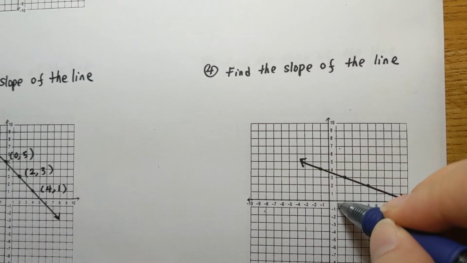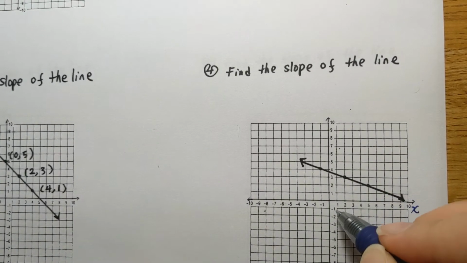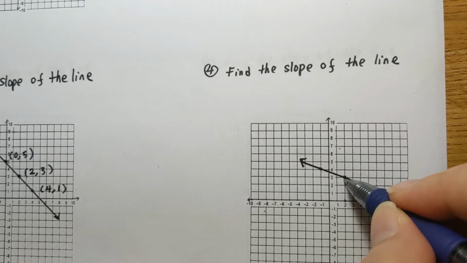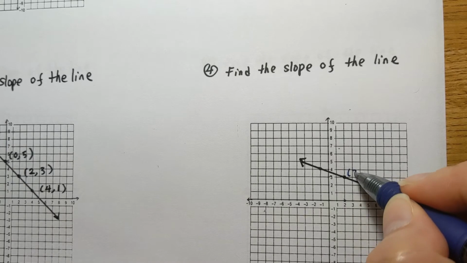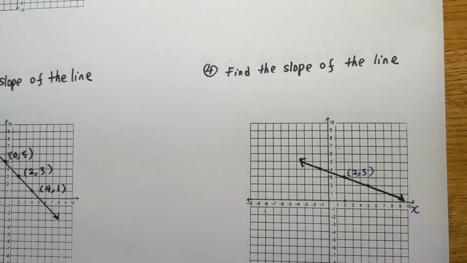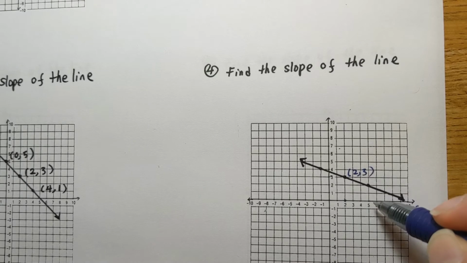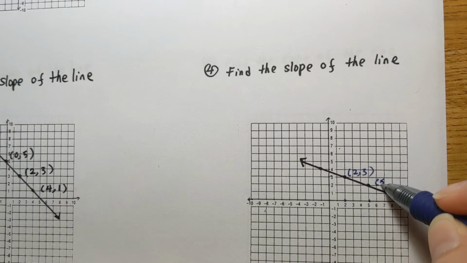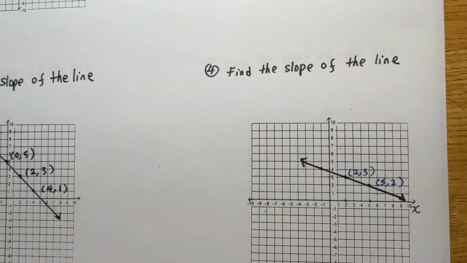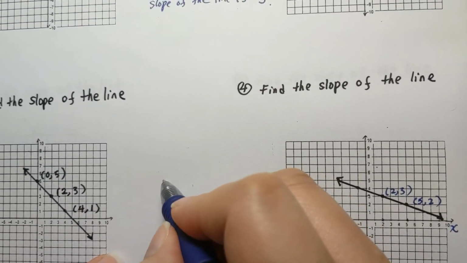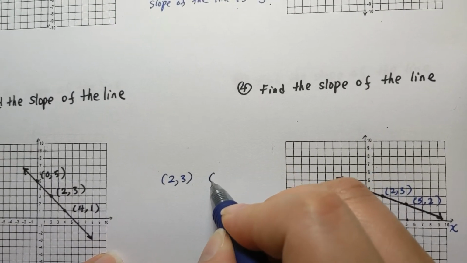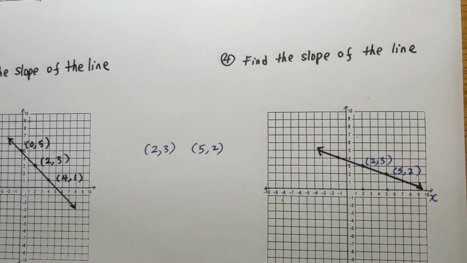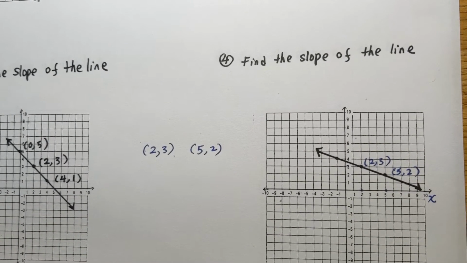For this point over here, you always go to the x-axis first. It's 2 and then up 3. So you see 2 and 3. So I found my first point, and I want to use this point. The x value is 5 and up 2. So 5, 2. So I found my 2 points. I'm going to write them over: 2, 3 and 5, 2. If the question never gives you a point, you just have to find the coordinates for the point.